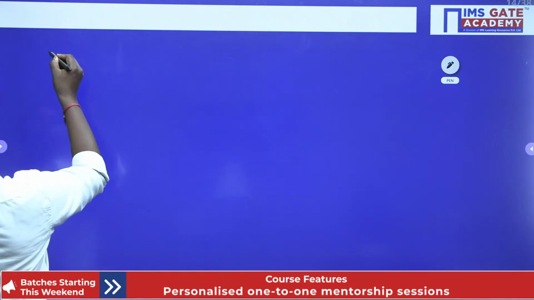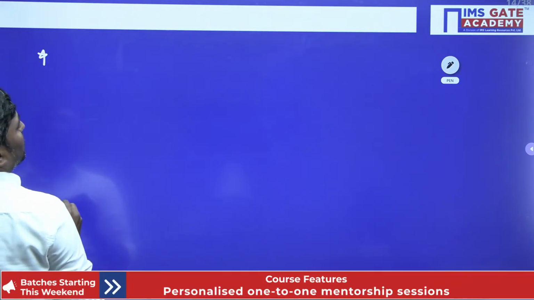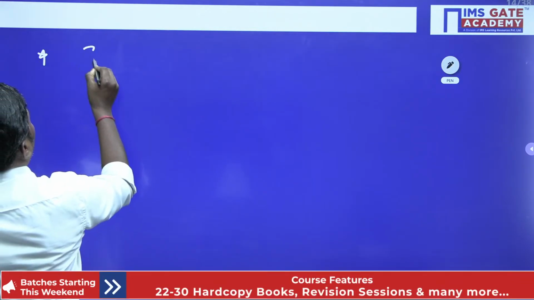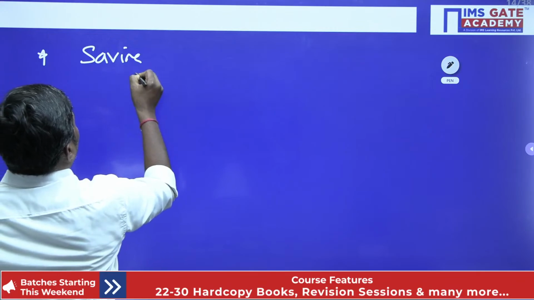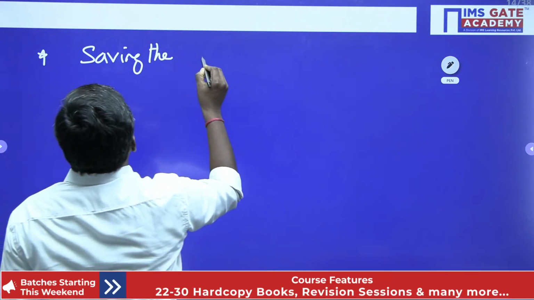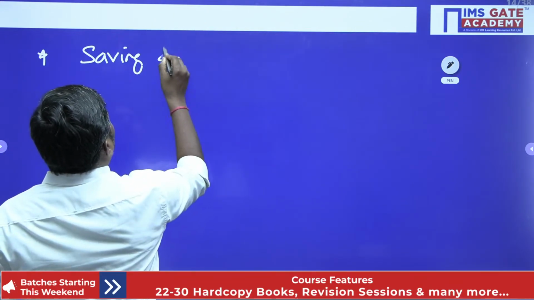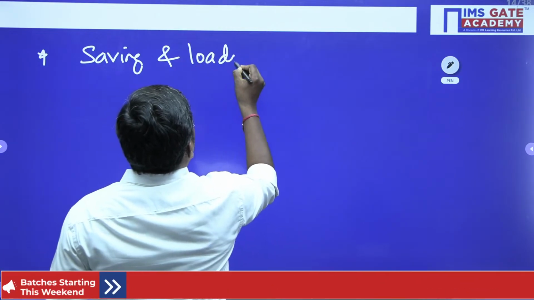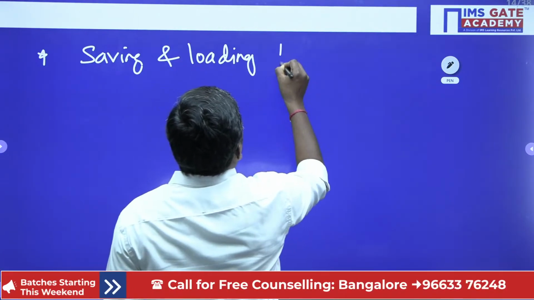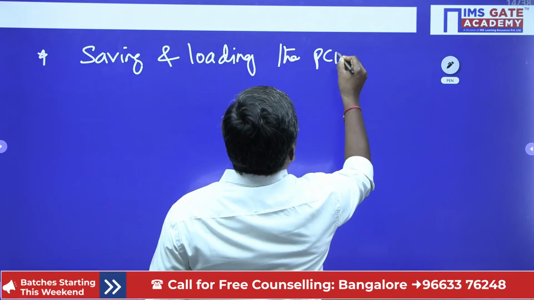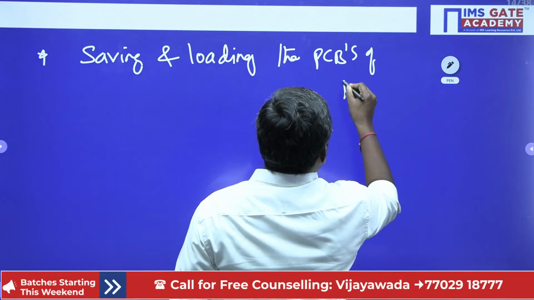We'll understand more things. Process context switching is nothing but, please understand, the activity of saving and loading. Context switching means saving and loading the PCBs of processes.